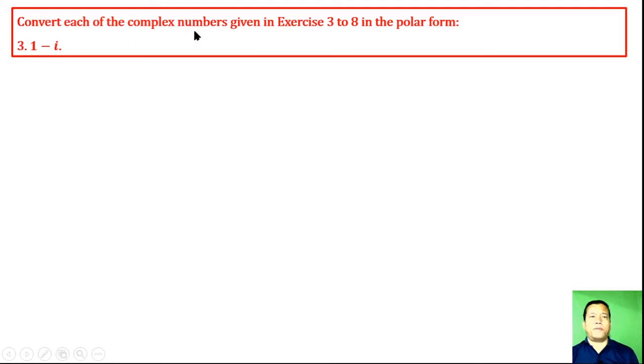Convert each of the complex numbers given in exercise 3 to 8 in polar form.